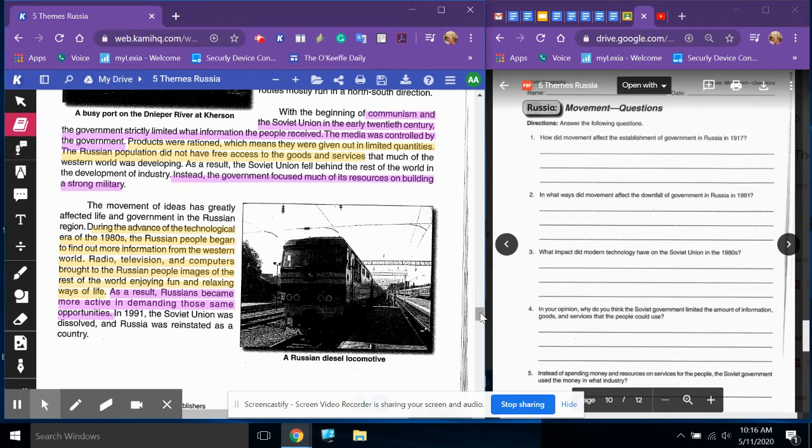The movement of ideas has greatly affected life and government in the Russian region. During the advance of the technological era of the 1980s, the Russian people began to find out more information from the Western world. Radio, television, and computers brought to the Russian people images of the rest of the world enjoying fun and relaxing ways of life. As a result, Russians became more active in demanding those same opportunities. In 1991, the Soviet Union was dissolved, and Russia was reinstated as a country.